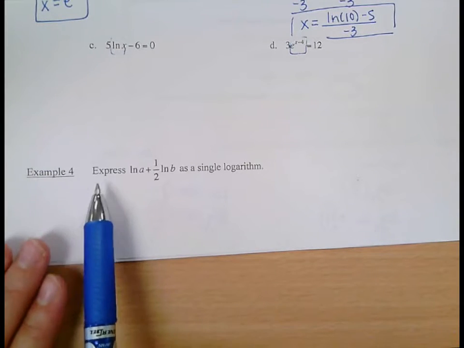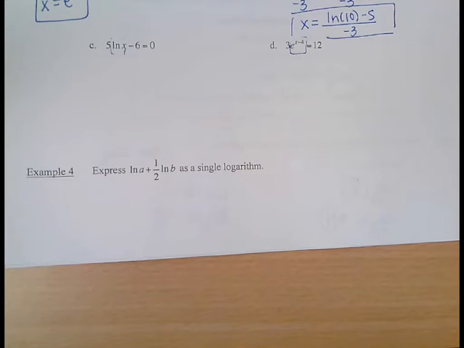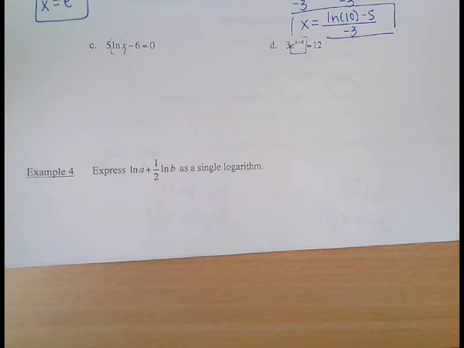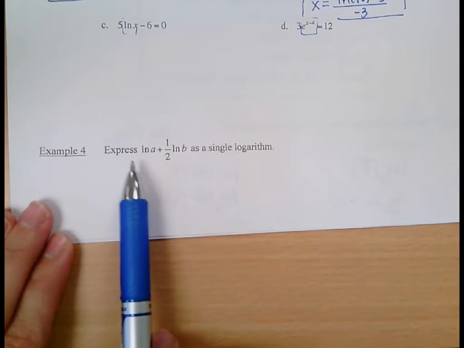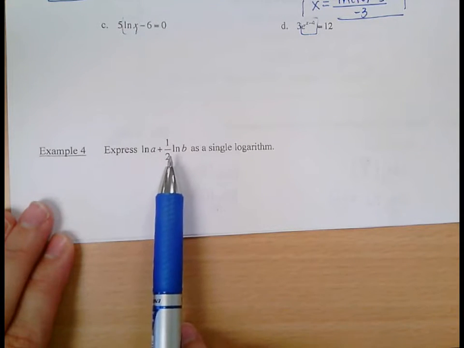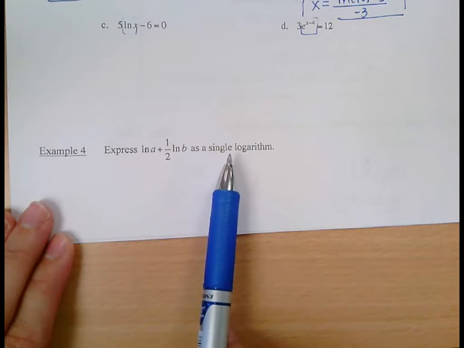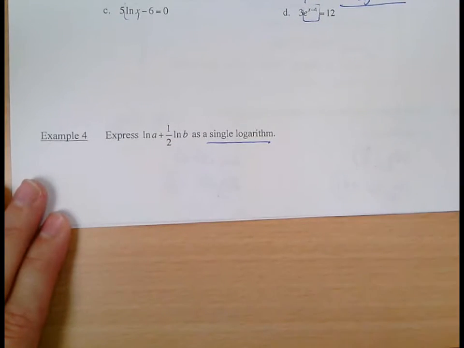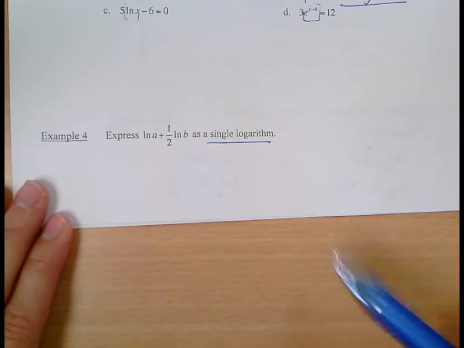And then example 4, this is actually similar to example 2. It's just this one you have to use laws of logs. You don't have the choice to just type it in your calculator to check if it's right. So it says express natural log of A plus 1/2 natural log of B as a single logarithm. So you're using laws of logs with the natural log to do that. So laws of logs still work if you have natural log.